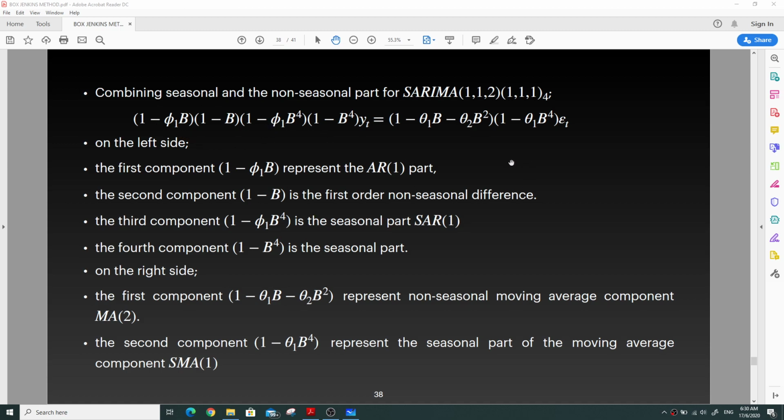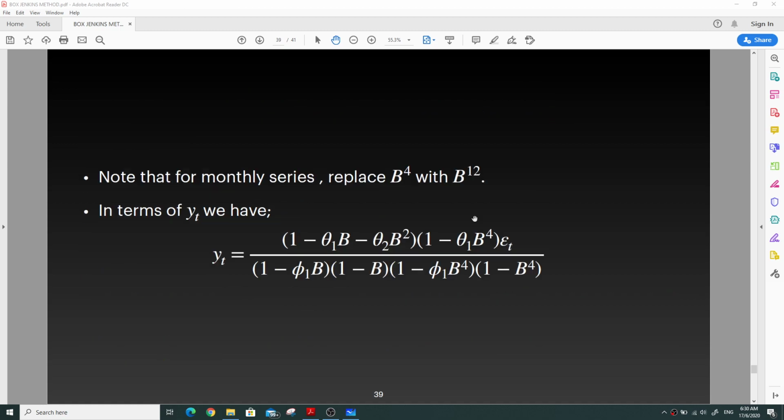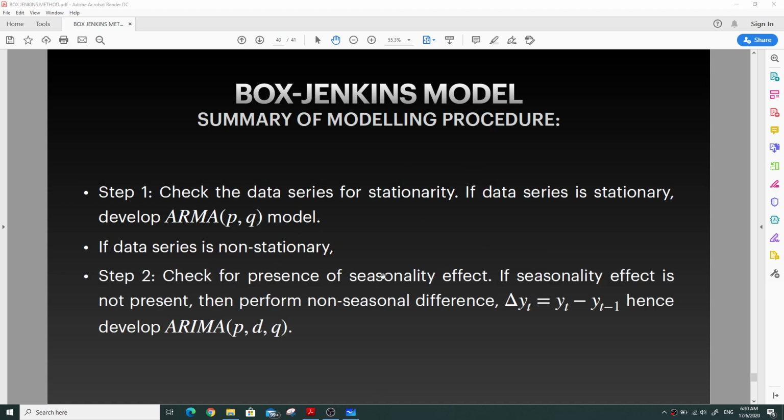For the right side, this is for the MA part, and this is for the SMA part, and so on. We can replace B4 with B12 for monthly, and if we want to write it in terms of Yt, we will have this particular equation.